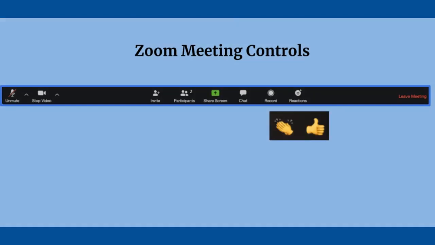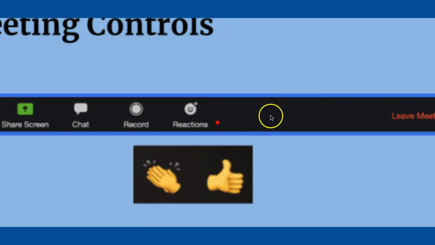Reactions. This button can provide quick reactions of applause or thumbs up, a great way to quickly communicate. Gauge your class's understanding by asking for thumbs up if they are ready to move on.